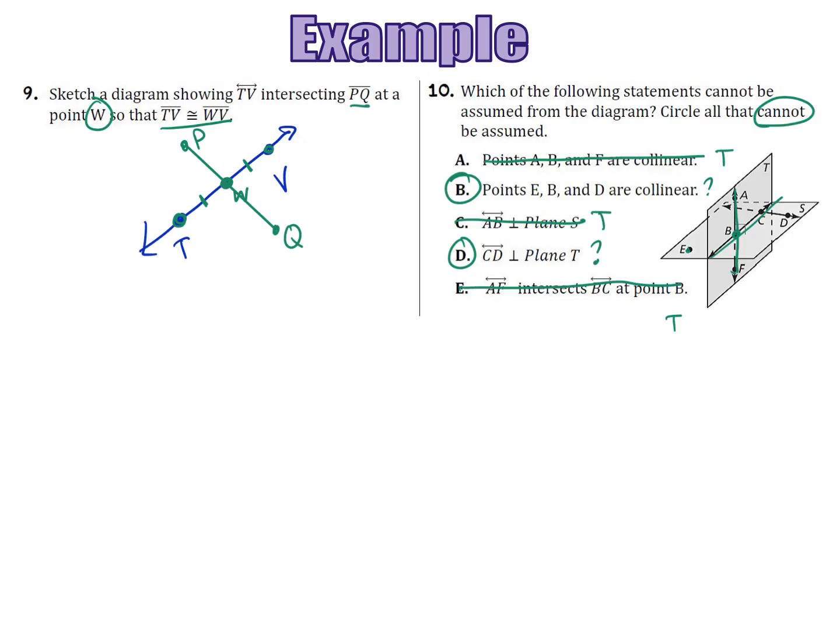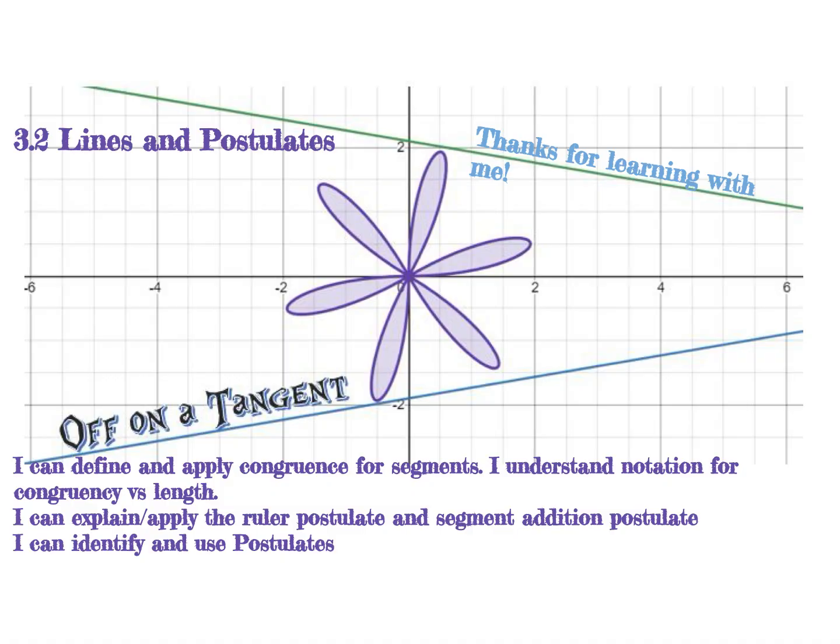Let's go ahead and wrap this video up. Okay, so 3.2 was about lines and postulates involving lines. In this lesson, we focused on what the postulates are, how to identify them, how to use them, given a diagram, and specifically how to apply the ruler and segment addition postulates in order to find values of segments.